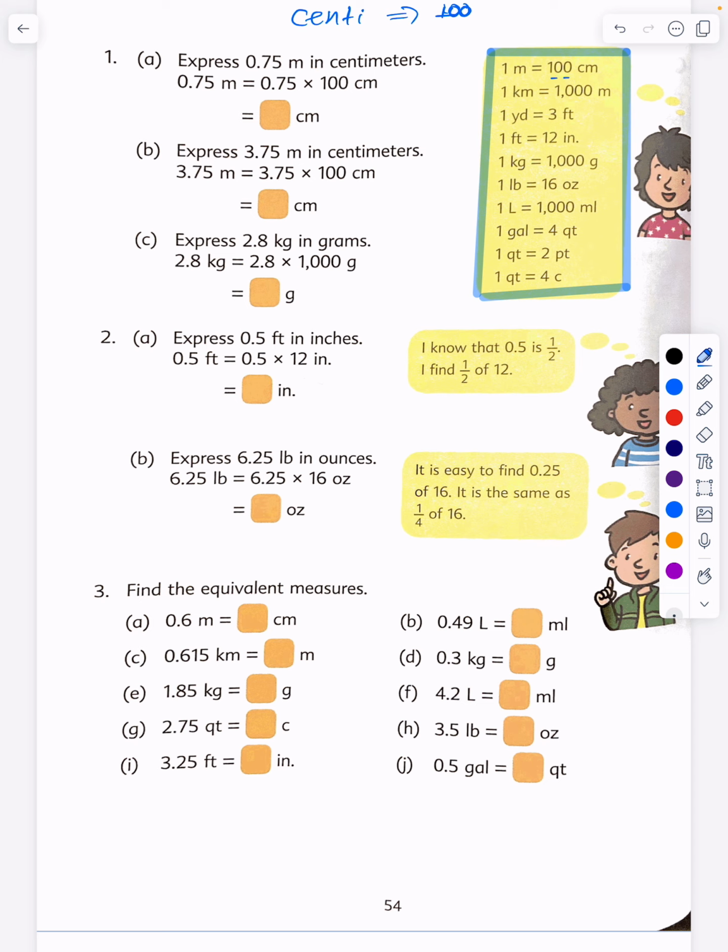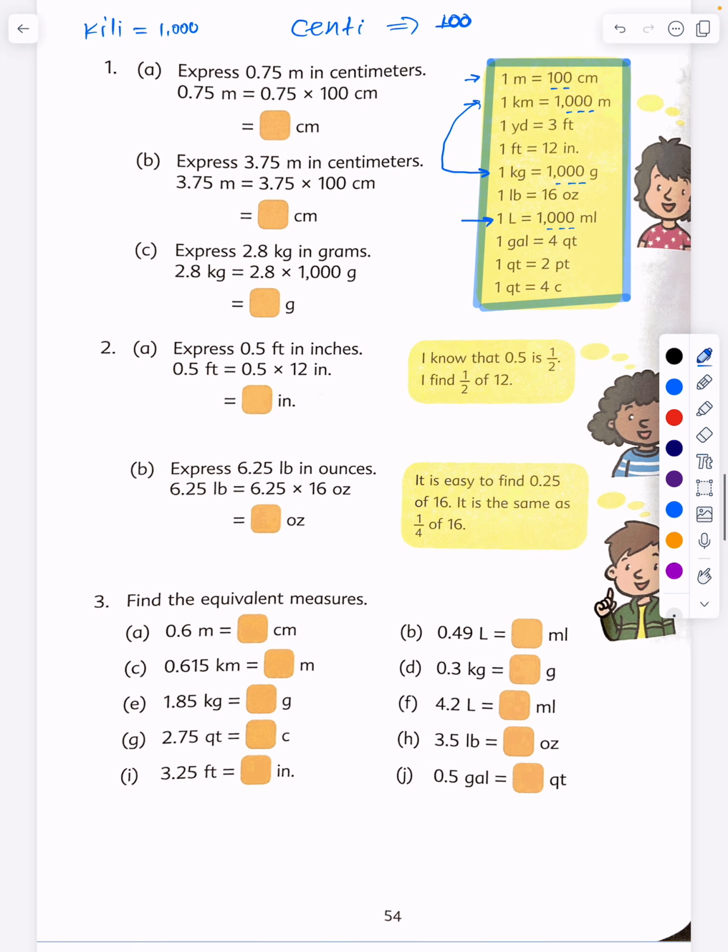Centimeter is about the size of your fingernail, and 1 meter is a stretch between two of your arms. 1 kilometer is, I'm right here. 1 kilometer is 1,000 meters, because kilo, the prefix kilo, means 1,000. So just like we work with kilometers, we will be working with kilograms. 1 kilogram is 1,000 grams. And one more important unit of measures for capacity, 1 liter is 1,000 milliliters.